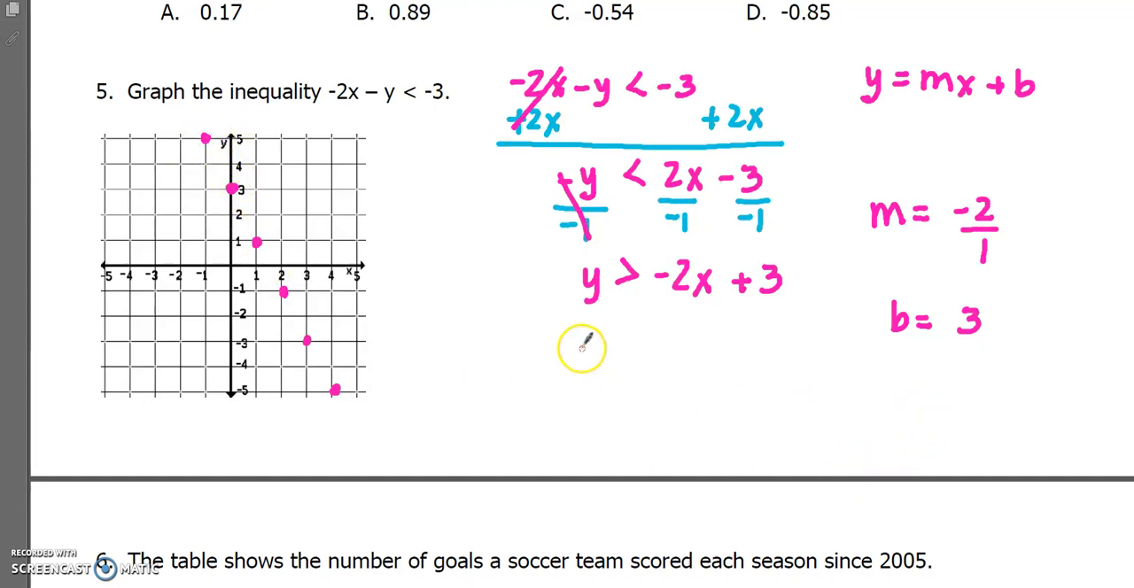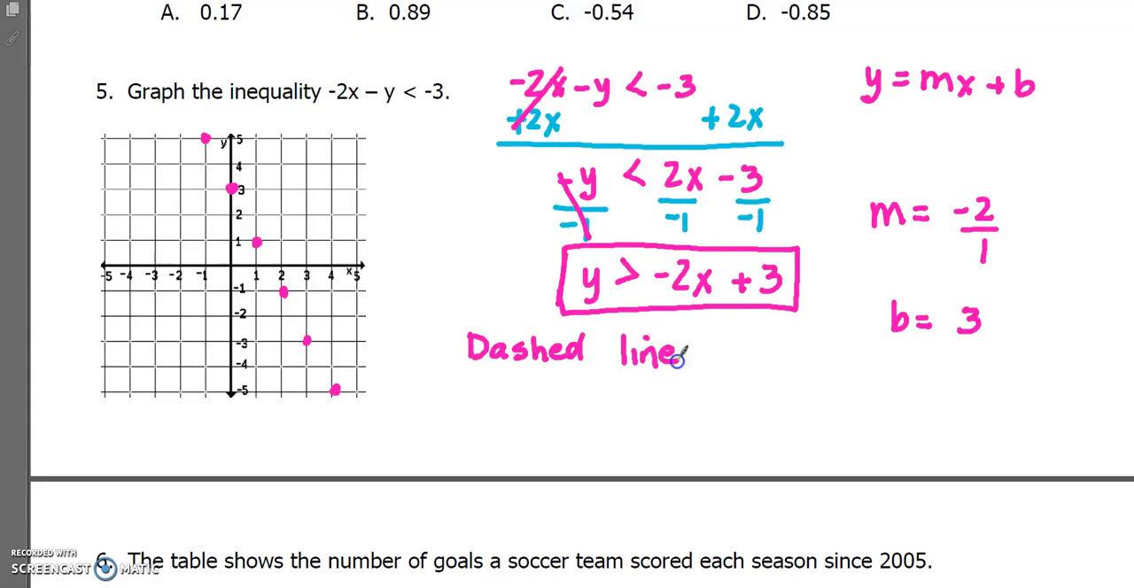So now remember, we need to determine whether we have a dashed line or a solid line. And this is what we're looking at, the one that we've rearranged. This inequality sign does not have the equal to, so it is going to be a dashed line. And then I need to determine whether I'm going to shade above that dashed line or below. It is a greater than sign, so that means we are going to be going above.